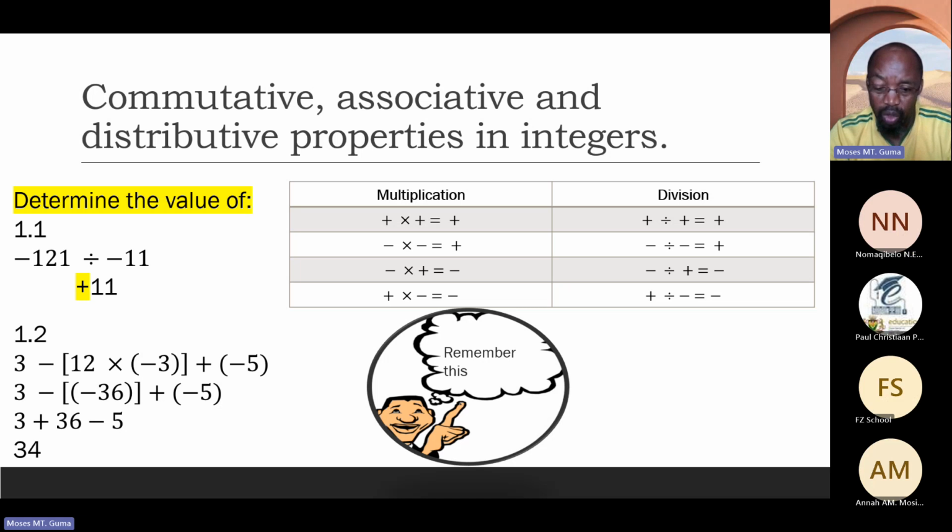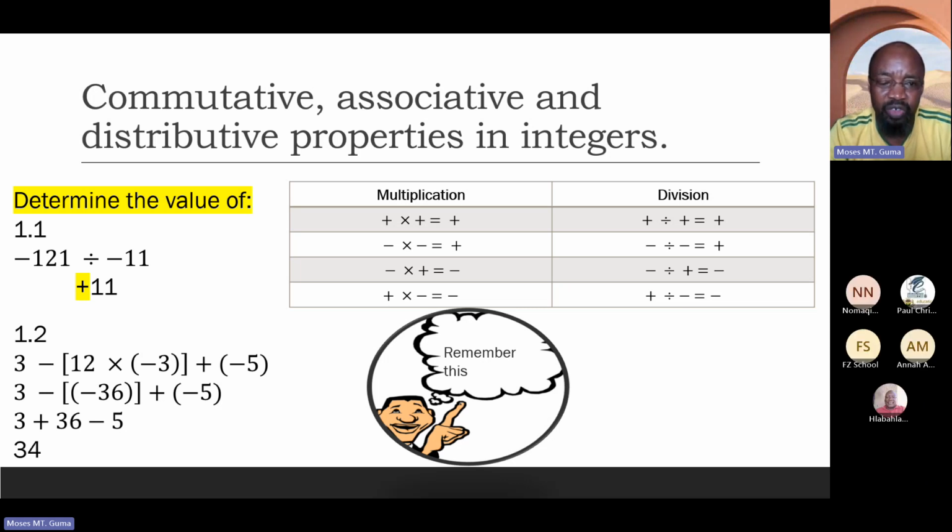I said to you, you must remember something very important. Let me bring it in. That's something which is very important, this table. When you multiply positive by positive, you get a positive. When you divide a positive and a positive, you get a positive. When you multiply a negative by a negative, you get a beautiful positive. When you divide a negative by a negative, you get a beautiful positive there.